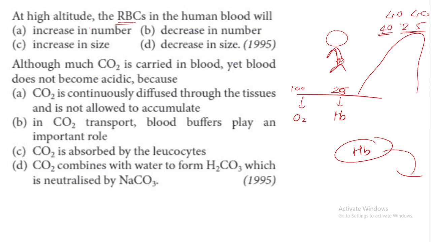So look at this, what happens? At higher altitude, the RBCs in human blood will increase in number, decrease in number, increase in size, or decrease in size. The right option here is increase in number. The size of the RBC does not increase anyway. It's only that the bone marrow triggers more RBC production. Read the next question.